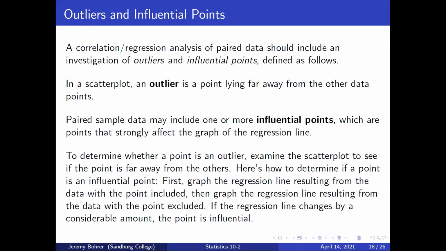A correlation regression analysis of paired data should include an investigation of outliers and influential points, defined as follows. In a scatter plot, an outlier is a point lying far away from the other data points. Paired sample data may include one or more influential points, which are points that strongly affect the graph of the regression line. To determine whether a point is an outlier, examine the scatter plot to see if the point is far away from the others.